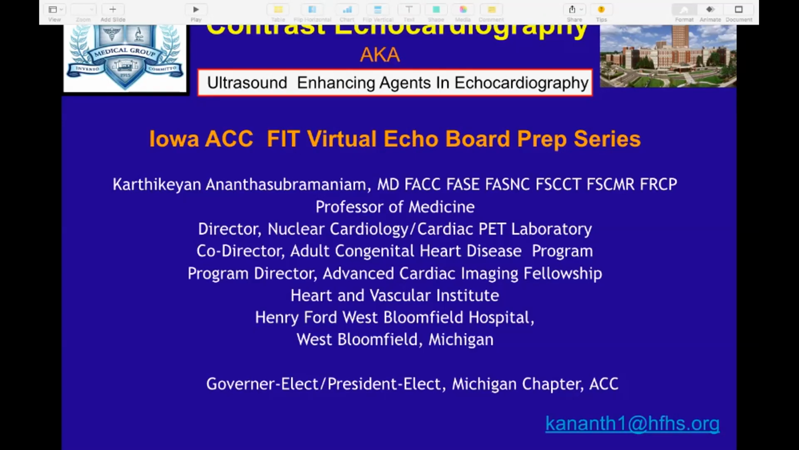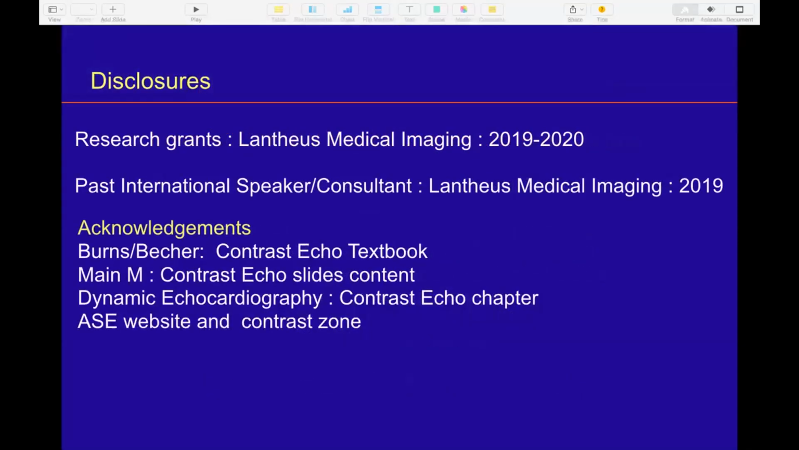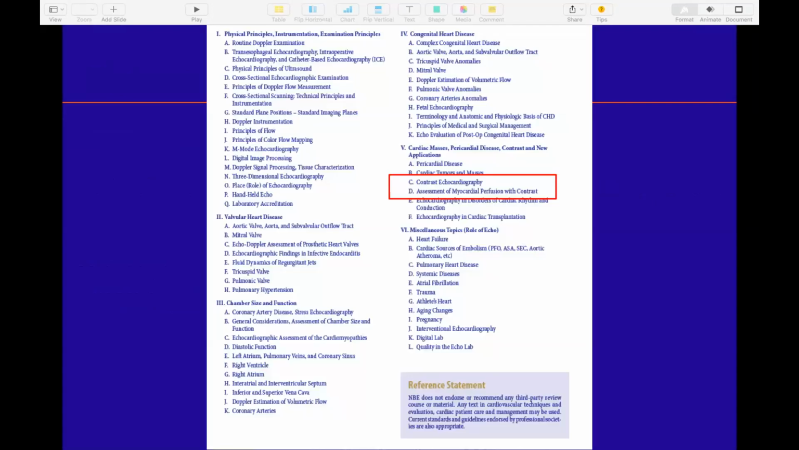This is also now preferably known as the ultrasound enhancing agents, as the American Society of Echo has taken the chance to get rid of the word contrast so that patients don't feel intimidated by that word. But for the sake of time, I will continue to use that word through the presentation. Here are my disclosures and some acknowledgements. And so for the board exam, what I've tried to do in this presentation is put together the content so that it is practically applicable for you in daily practice and focused on the board exams.